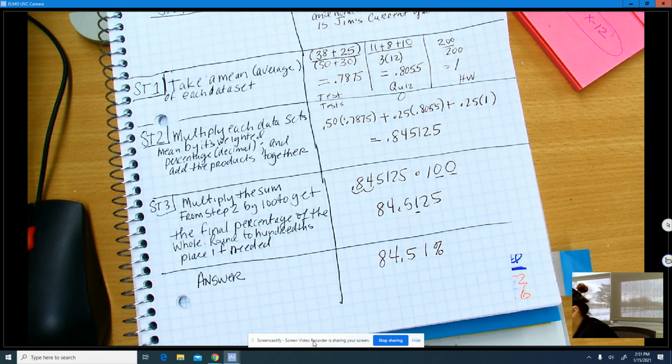Okay, and that is how you do a weighted average. And there's a couple problems on your GP number 21 that you need to complete to make sure you know how to do it.